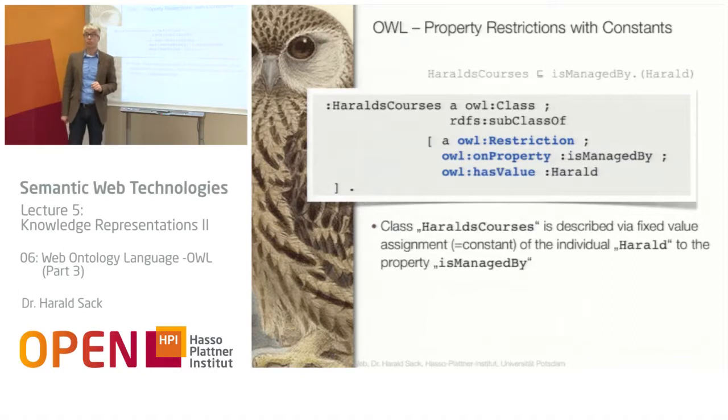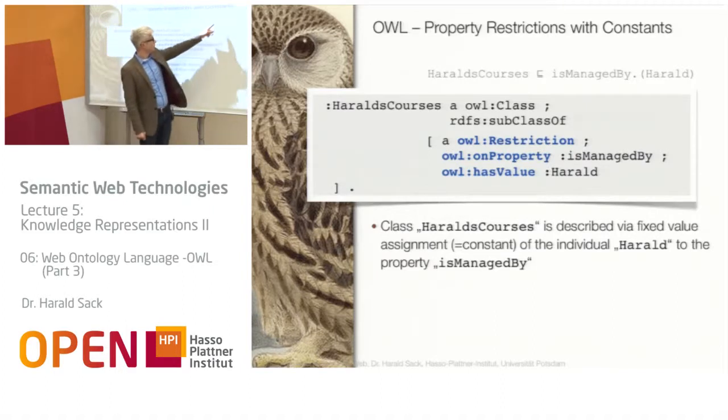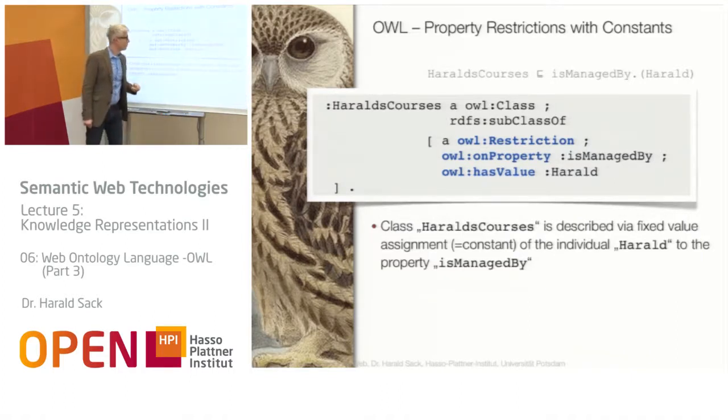So first example, it's a property restriction with constants, and what we want to define here, you see it in description logics, we define Harald's courses, and Harald's courses is a subset of everything that is managed by Harald, by me. So quite simple, you say here, this is the individual, and you define an individual on that role or on that property by stating here or giving here the individual that restricts this role. So if you want to put this in OWL, it's also quite simple. You define Harald's courses as an OWL class, and then you say this is a subclass of a so-called OWL restriction. So the subclass here again is linked to an empty node, and this empty node is of the type OWL restriction. This means it is a property restriction which serves as a class constructor or a class definition.